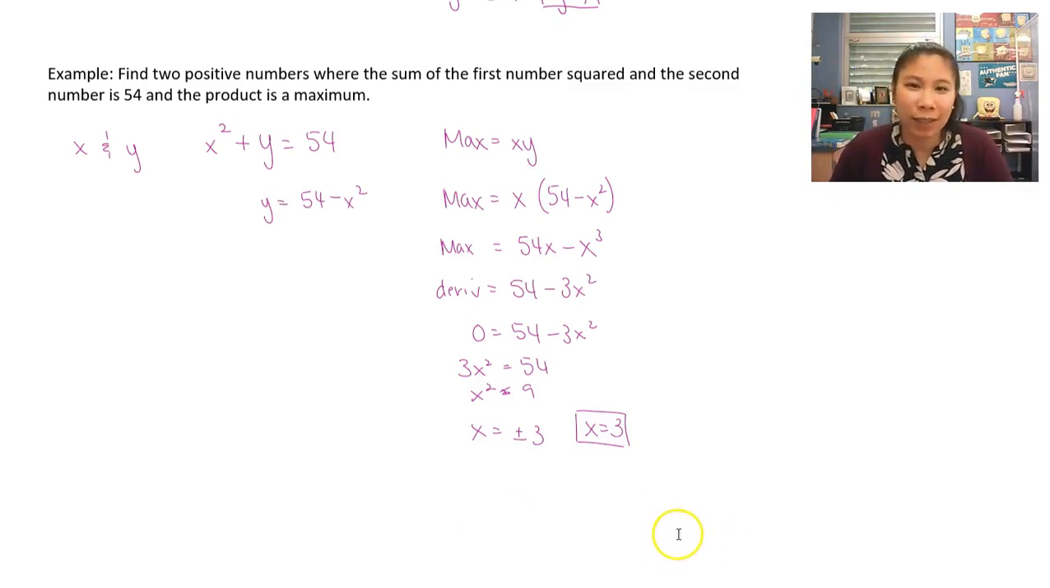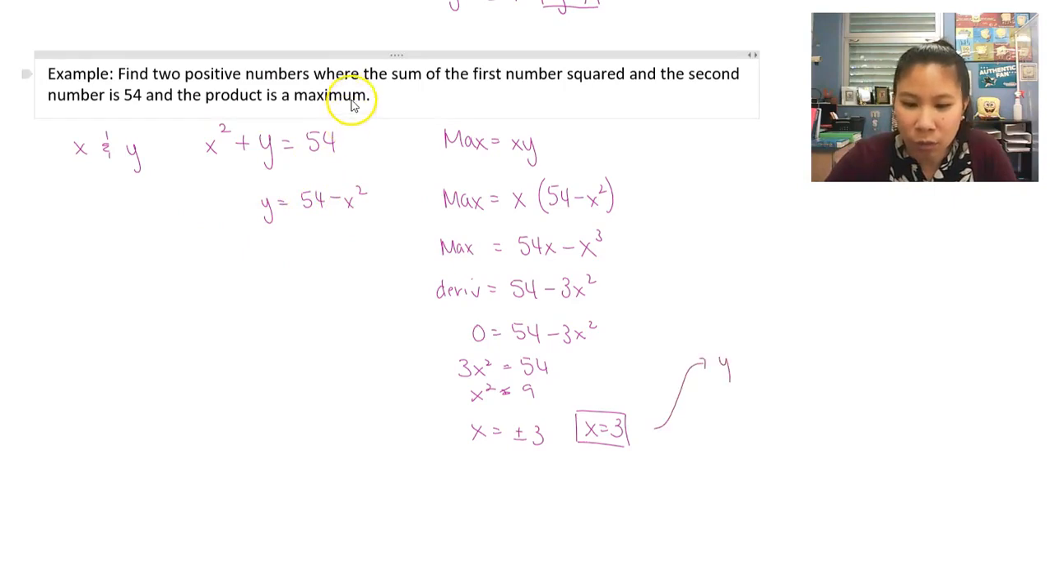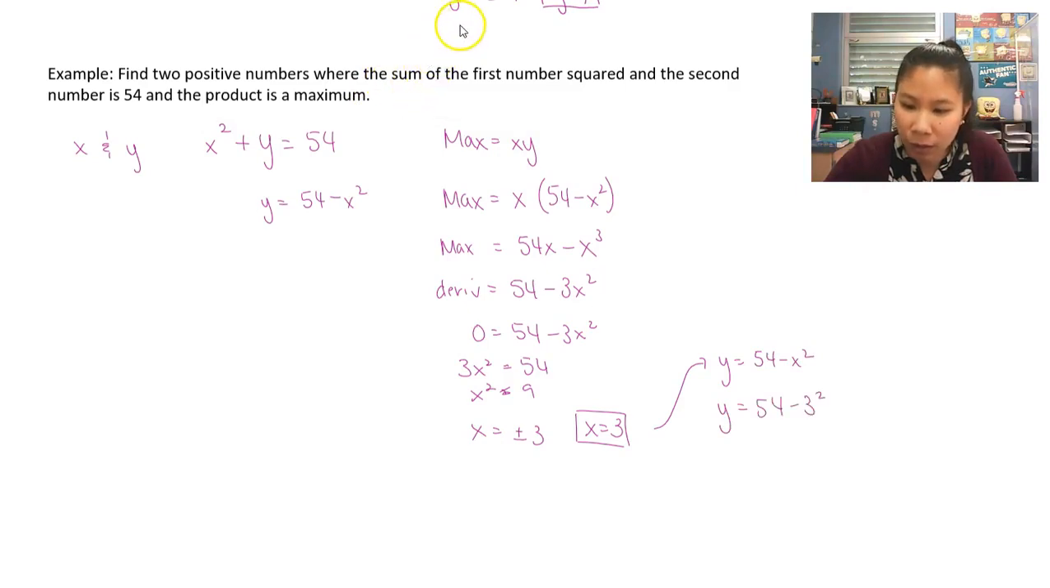So now I just want to calculate my other number, the y, and I have the equation at the beginning of x squared plus y equals 54. I also rewrote it as y equals 54 minus x squared. You can plug it into either one of those because they are equivalent. So I'm going to just choose y equals 54 minus x squared. So that'll be 54 minus 9, which is 45. So y equals 45. Cool.